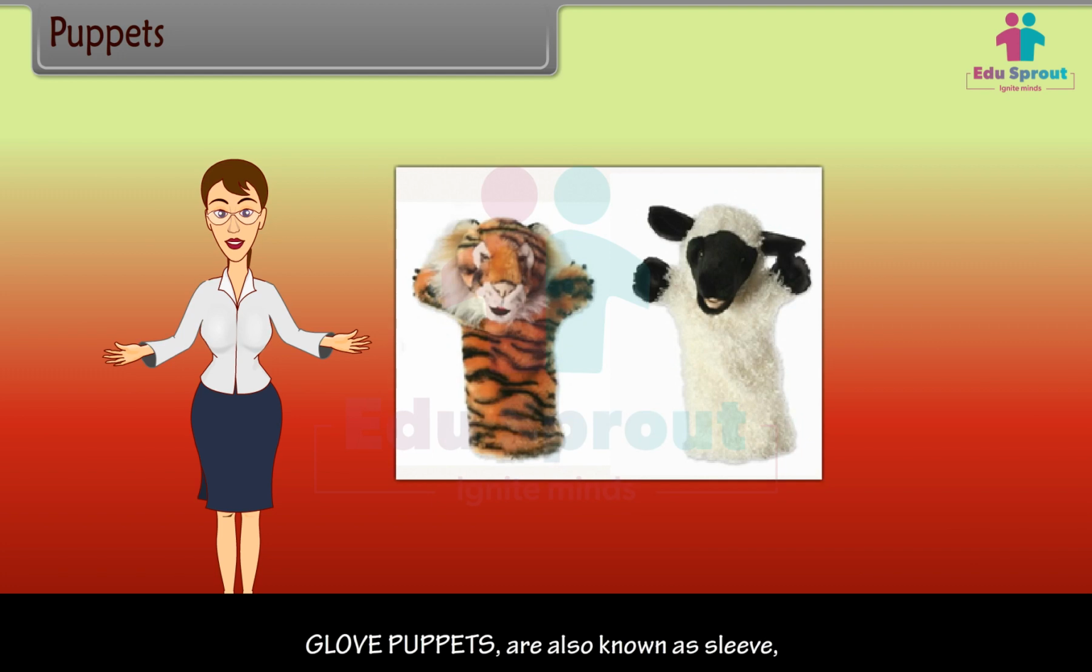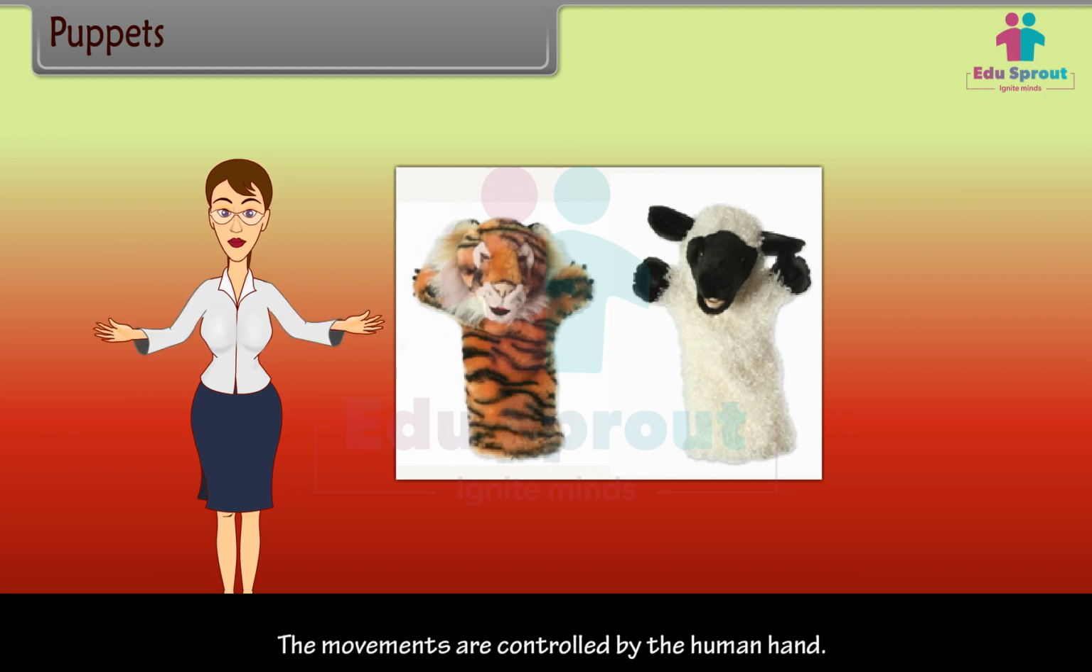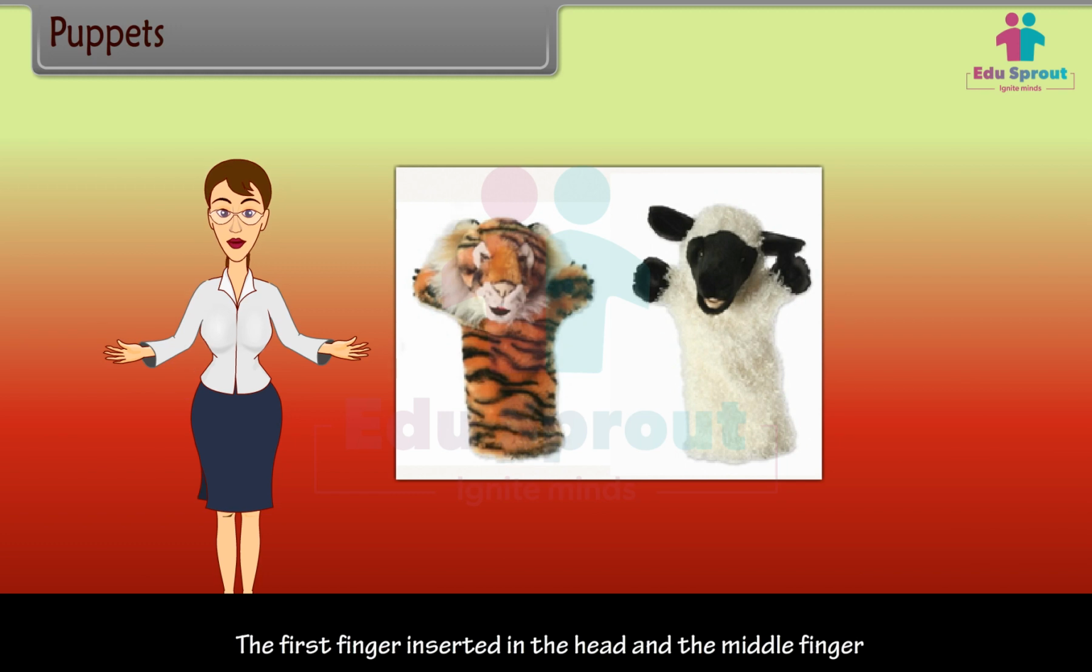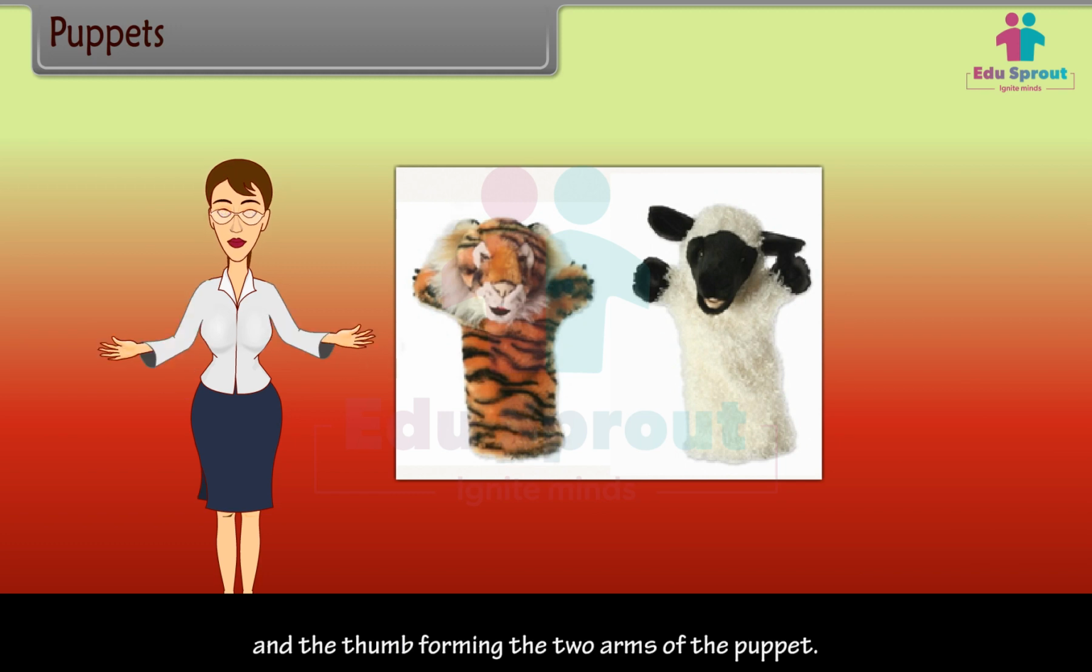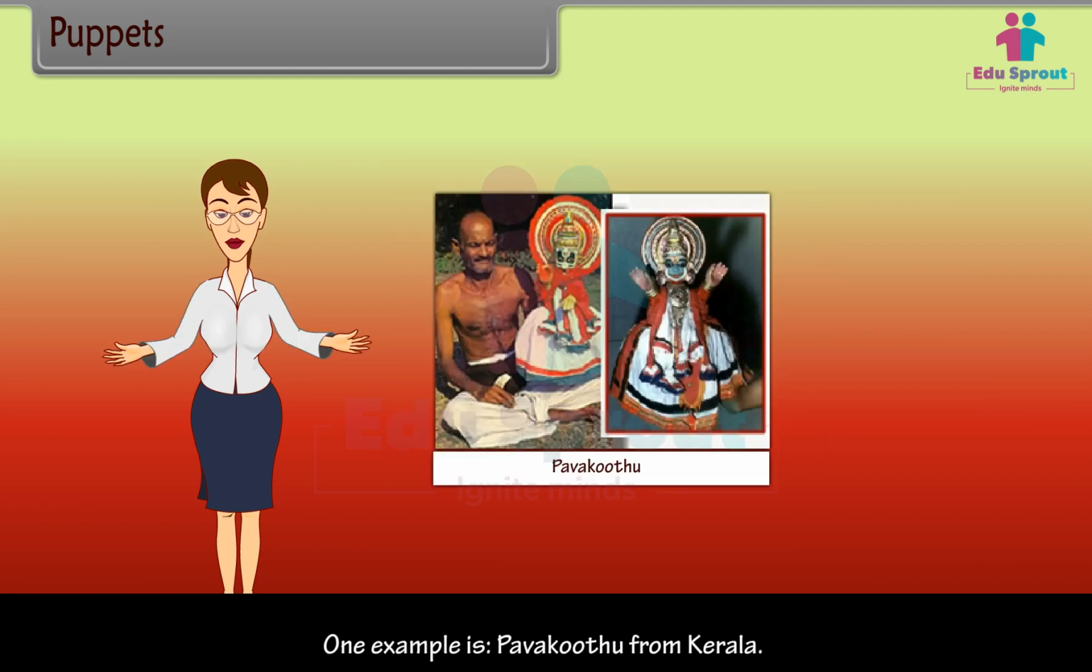Glove puppets are also known as sleeve, hand or palm puppets. The movements are controlled by the human hand. The first finger is inserted in the head, and the middle finger and the thumb form the two arms of the puppet. With the help of these three fingers, the glove puppet comes alive. One example is Pavakuttu from Kerala.